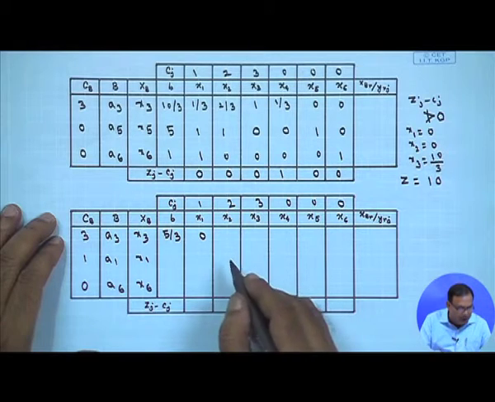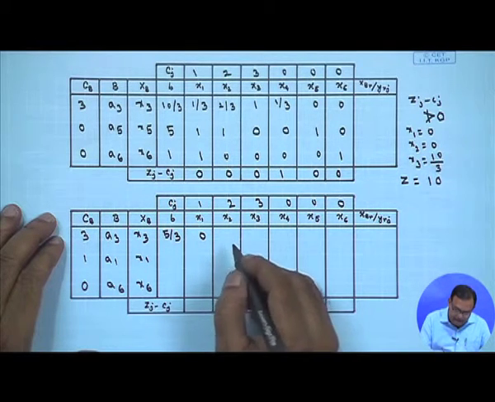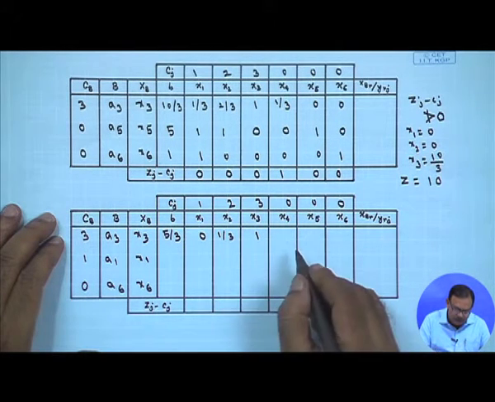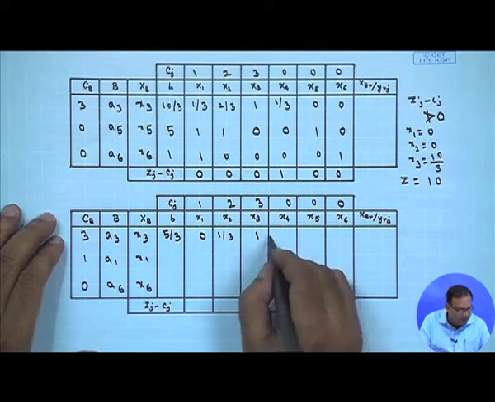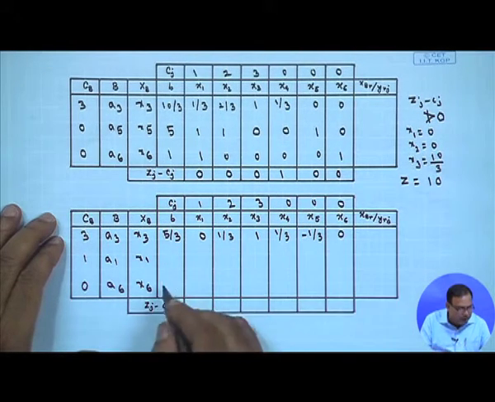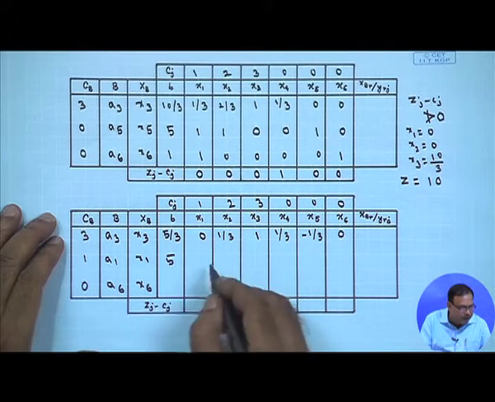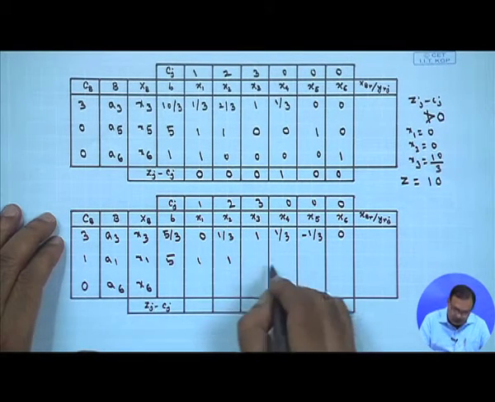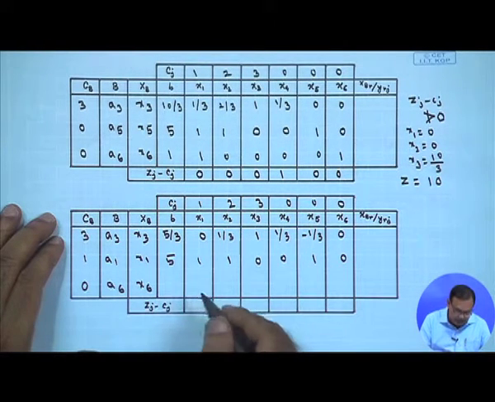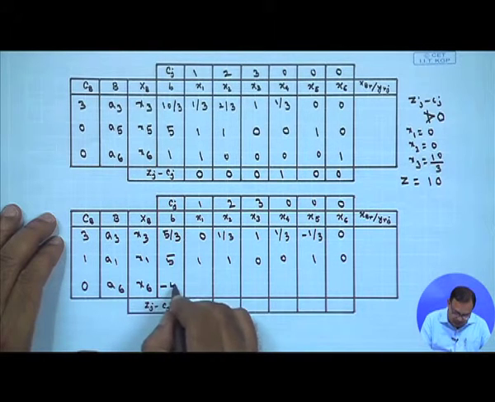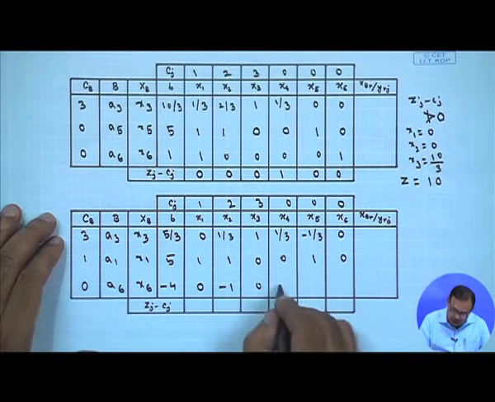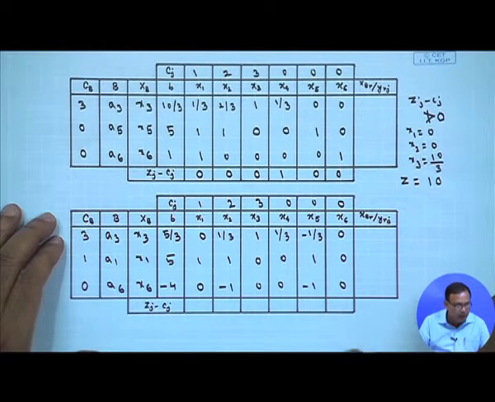0, because you have entered here 5 by 3, 0, 1 by 3, 1, 1 by 3, minus 1 by 3 and 0. This column will be 5, 1, 1, 0, 0, 1, 0. This will remain unchanged, and this one will be x6 corresponding to x6. It will be 0, minus 1, 0, 0, minus 1 and 0.